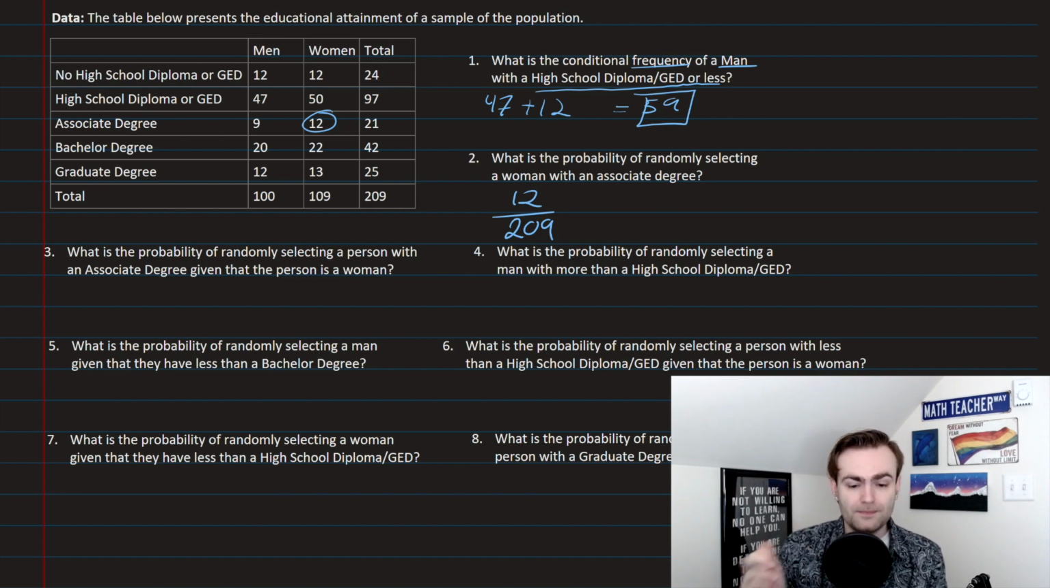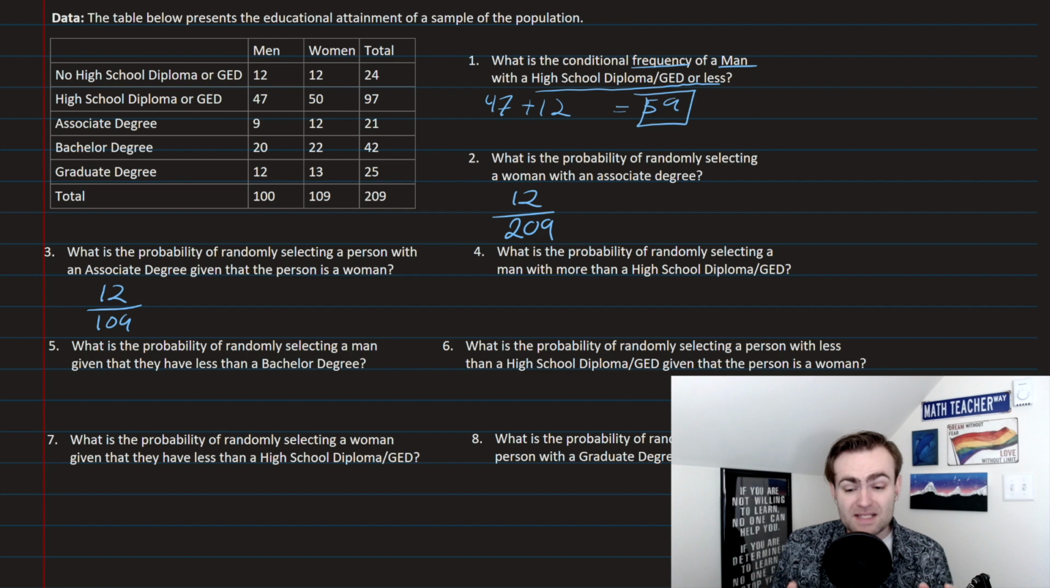The next one, what is the probability of randomly selecting a person with an associate's degree given that person is a woman? So what that means is that we don't look at the men column at all. We are only looking at the woman column. So that means that associate's degree with a woman would be 12. That didn't change from the last problem. But instead of the 209, we're restricting ourselves to only women, which is the 109. So instead of 12 out of 209, it's 12 out of 109. So that's the difference, is the denominator changes for a lot of these.